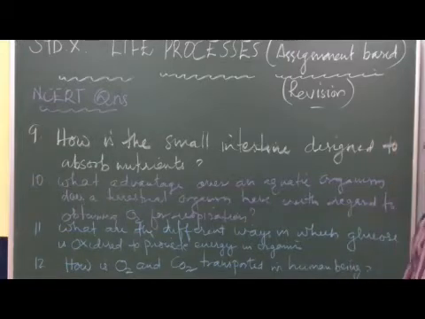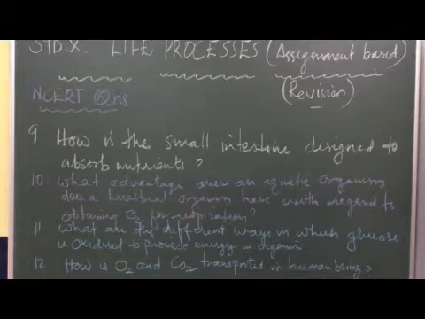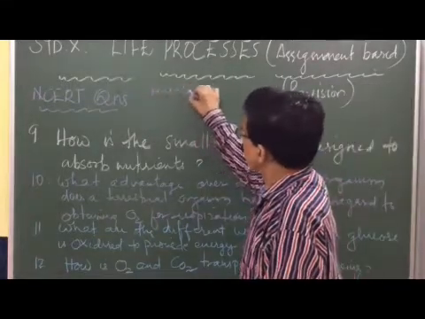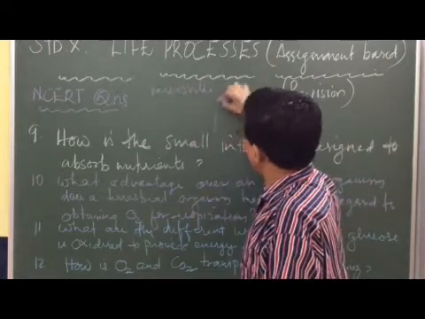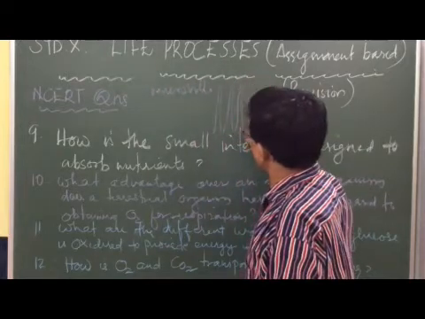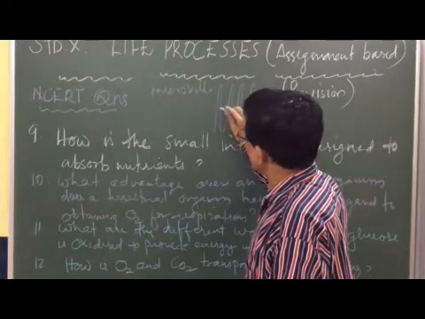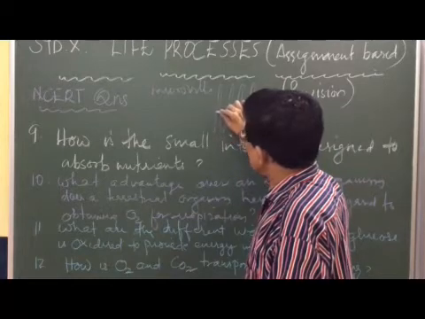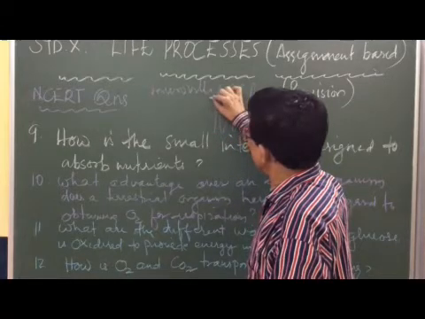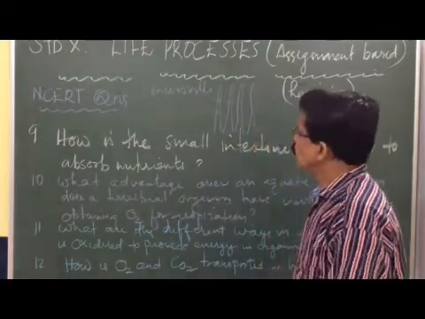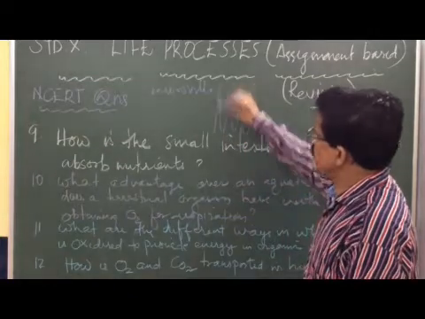Now the question is this: how is the small intestine designed to absorb the nutrients? Inside the small intestine there are finger-like projections called the microvilli. These microvilli are small finger-like projections. The walls of the microvilli are very thin, so that the nutrients can easily get absorbed into the villi or the bloodstream inside the villi through the thin walls.